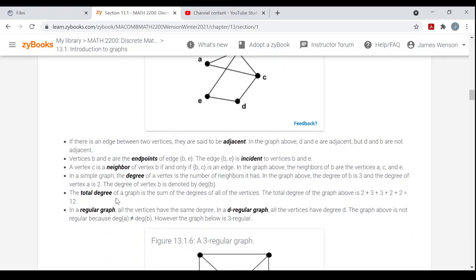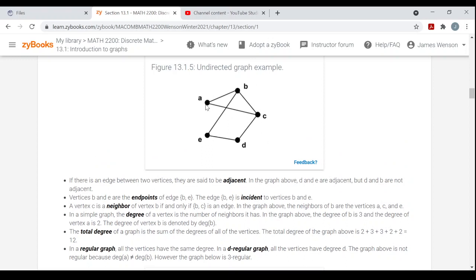The total degree of a graph is the sum of the degrees of all the vertices. So 2 plus 3 plus 3, so far that's 8, plus 2 is 10, plus 2 is 12, and they're doing that down here. So for this graph, the total degree is 12.